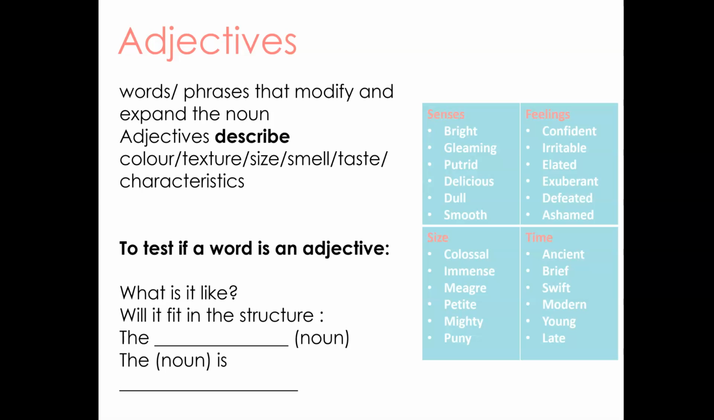Adjectives can also be linked to time. So looking within a text, you might look at, is something being described in terms of its age? It's particularly ancient, or is it contemporary, modern? Perhaps we get a sense of how quickly things happen, so maybe something is described as being brief or swift.